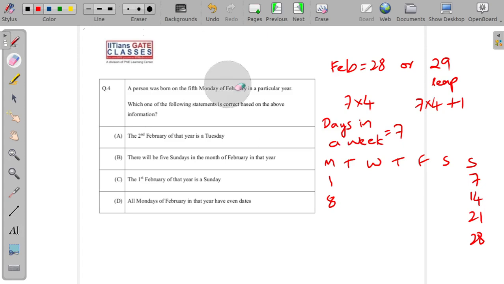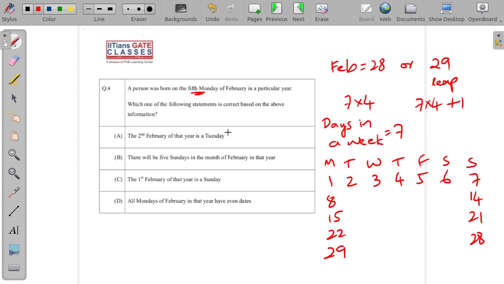So let me just erase this. Hold on, I don't need to. 1, 8, 15, 22, then 28. If it was 28, then I'd be done here, which will not satisfy this 5th Monday thing. For 5th Monday, 29 has to come. So what I've done here is get the exact way the month of February is happening in that year. So we can fill this up, 3, 4, 5, 7, and the rest also. Just the structure is needed.